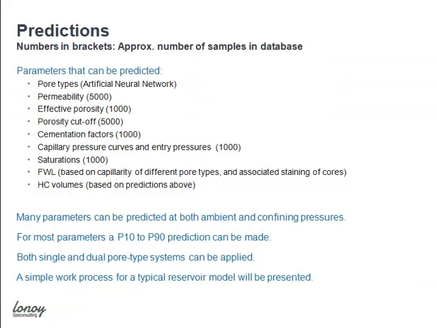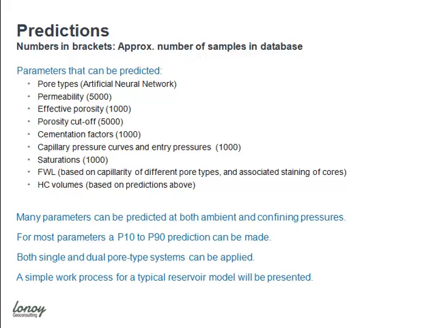The parameters that can be predicted are pore types using artificial neural network, permeability, effective porosity, porosity cutoff, cementation factors, capillary pressure curves and entry pressures, saturations, free water level, and hydrocarbon volumes. Hydrocarbon volume estimation can be carried out without performing any vertical upscaling.